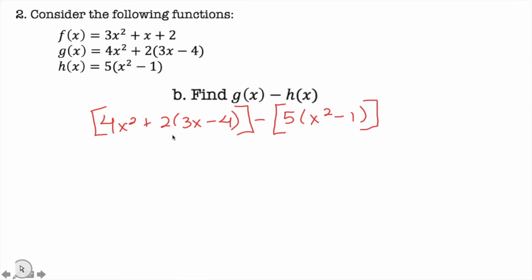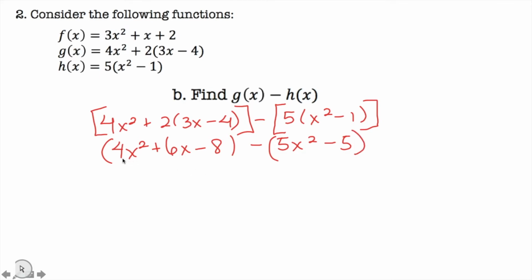So we're going to distribute this first, so this changes to 6x minus 8. Bring down our 4x squared that we couldn't do anything with. Then put this back with parentheses, minus sign here. 5x squared, when you distribute the 5, and 5 times negative 1 is negative 5. And put our parentheses back around again.